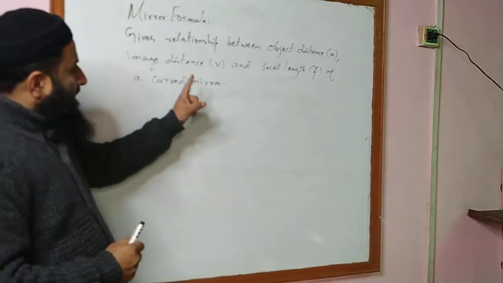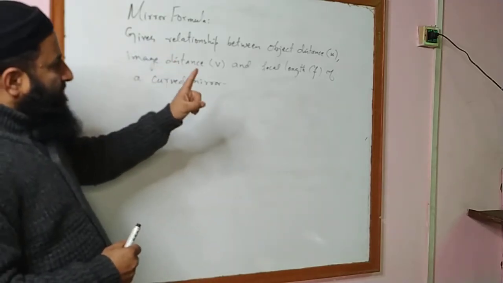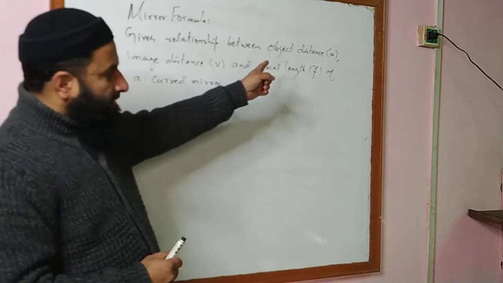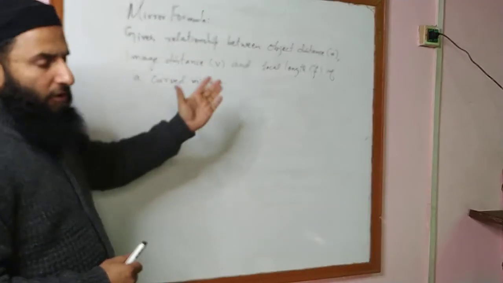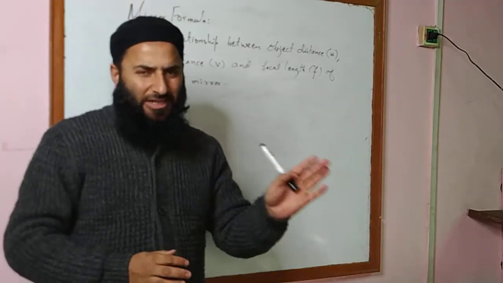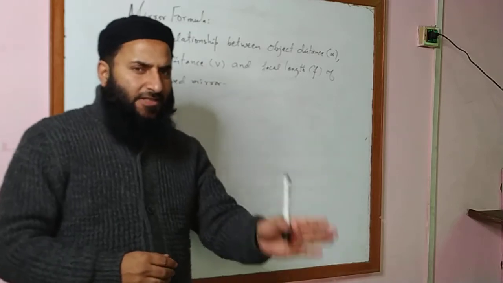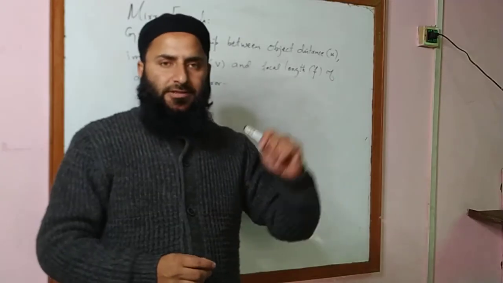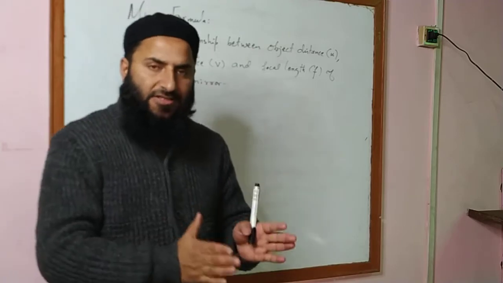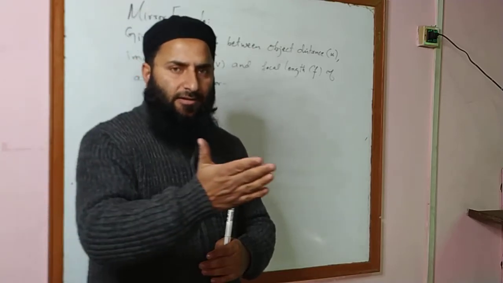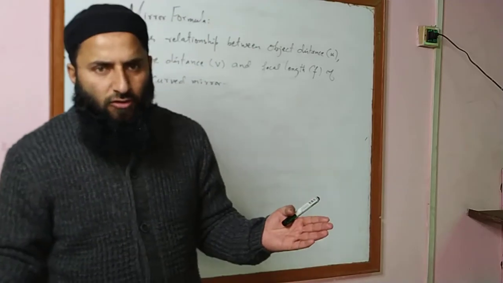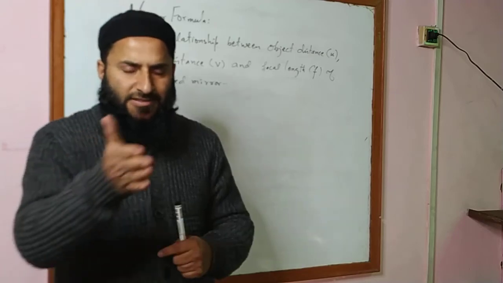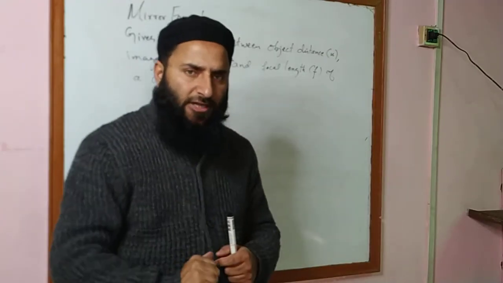Mirror formula gives us a relationship between object distance, image distance and focal length of a curved mirror. Object distance means the distance between the mirror and the object. Image distance is the distance between the mirror and the image. Focal length, you know, is the distance between focus and pole of the mirror.